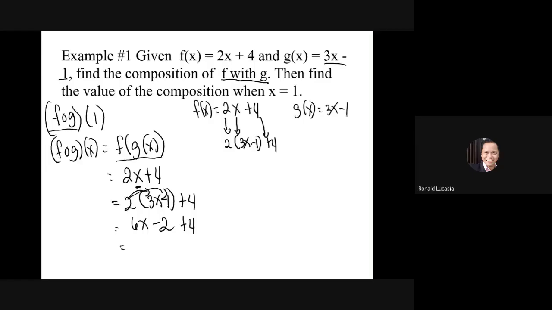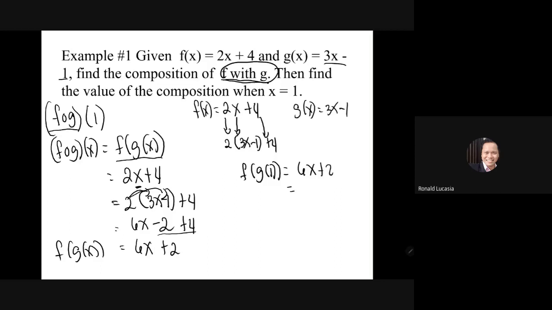Okay, nag-appear na. So, we can still simplify negative 2 plus 4. So that is 6x plus 2. This is f of g of x. Ngayon, meron pa siyang second question, which is find the value of the composition when x is equal to 1. So f of g of 1, which is equal to 6x plus 2. Palitan mo ngayon yung x mo ng 1. So 6 times 1 plus 2, this is 6 plus 2, 8.